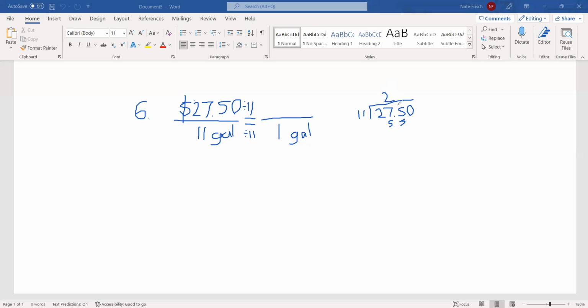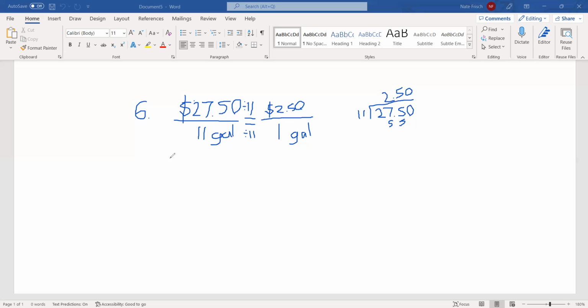bring another 5 down. So it's going to end up being $2.50 per gallon. So that is the unit rate, $2.50 per gallon. So that's what we're looking for in number 6. Number 7 will have a similar answer. You just want to get it down to unit rate.